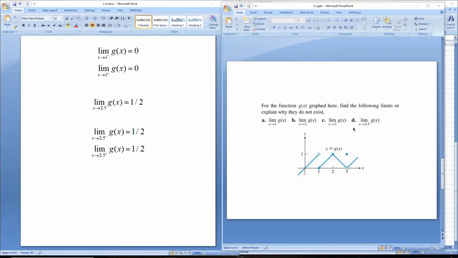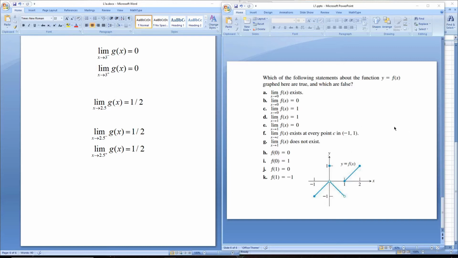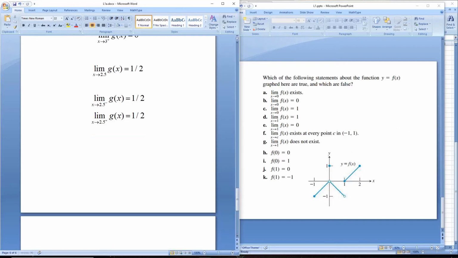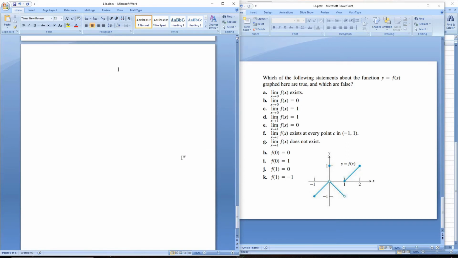So let's try another one. Here's another problem from the book. And just clear this page here. This one's slightly different. In this case, they want us to know if these are true or false statements. So let's look at A.